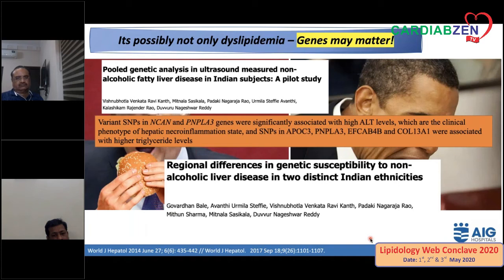There is another gene called TM6SF4, which regulates fatty liver genesis. And to our surprise, we could find a regional difference in susceptibility when we took patients of Eastern India compared to patients of Southern India. The Eastern Indian patients all had higher ALT levels, and the genetic profiling had more PNPLA3 positive than the people in the South.